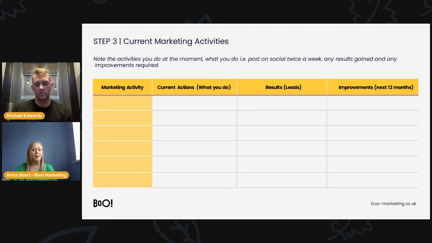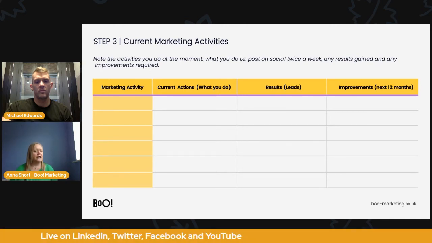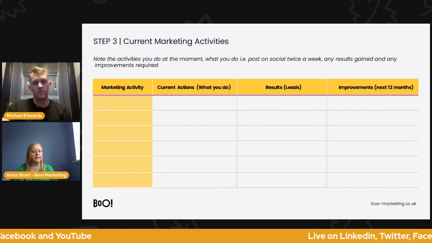Because that's what it all boils down to. What's working for you, what's not working for you, what's worth improving, and what's worth carrying on doing. So note down what results you've had off the back of those activities, and then it gives your head room to think around, how can I improve that? How can I make it better? Is it worth making it better? What do I do more of?